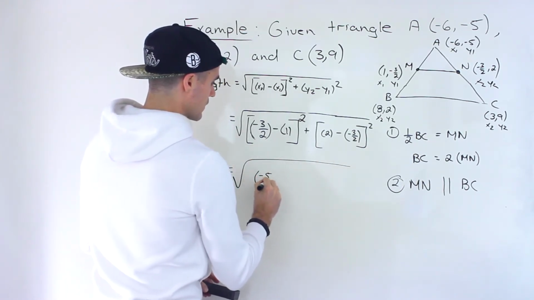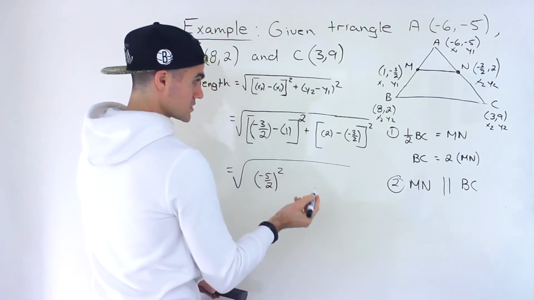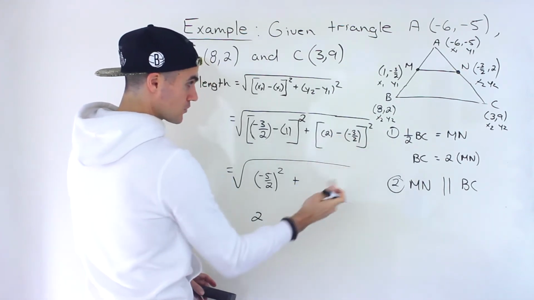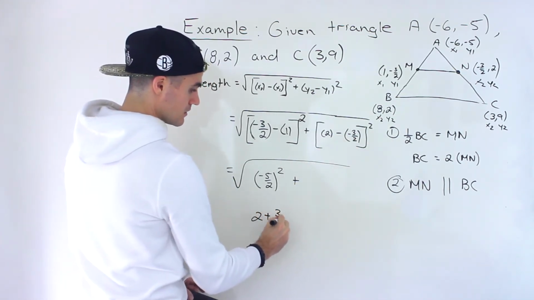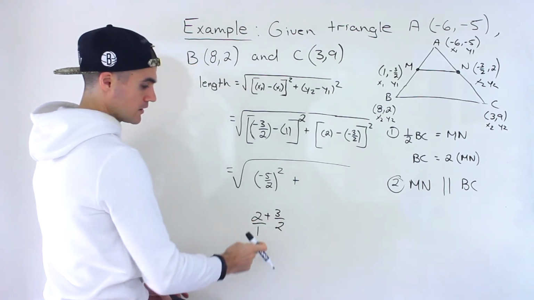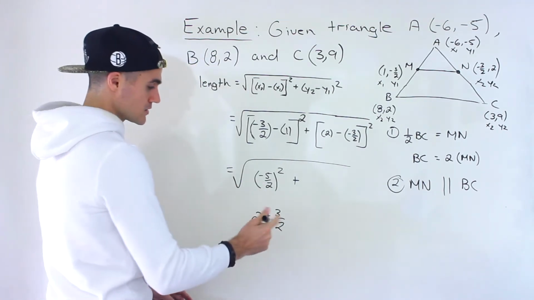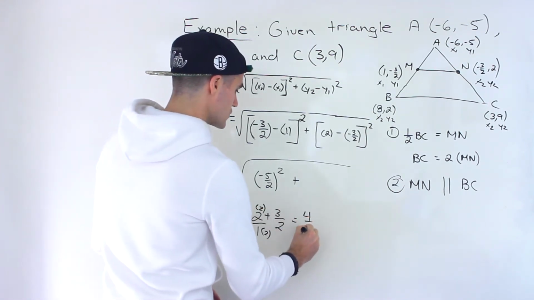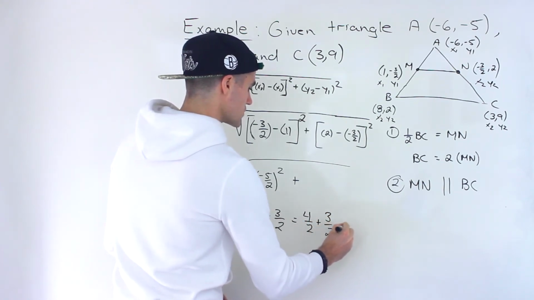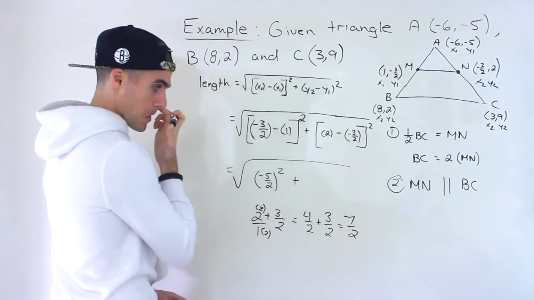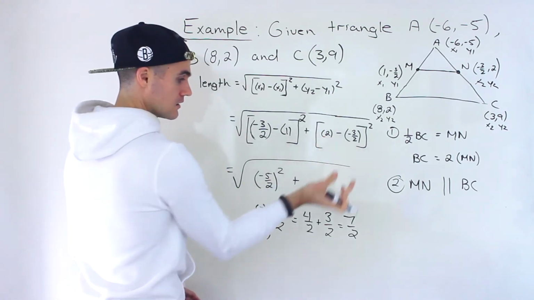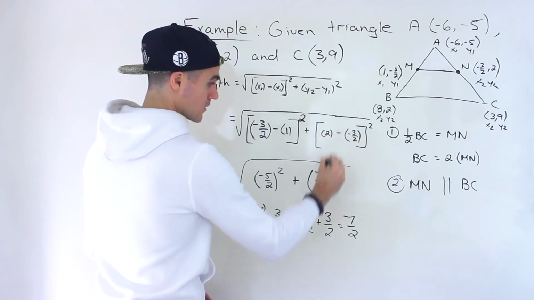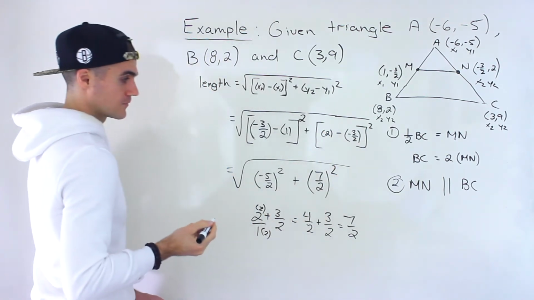So this is going to be negative 5 over 2 right here. And we're going to be squaring that. Plus, we'll have 2 minus negative 3 over 2, which is 2 plus 3 over 2. The 2 is over 1. What's the lowest common denominator between 1 and 2? It's 2, so 2 over 1 becomes 4 over 2. So we'd have 4 over 2 plus 3 over 2, which gives us 7 over 2, right? So this here ends up being 7 over 2 within that square bracket. And then we're going to be squaring that like that.